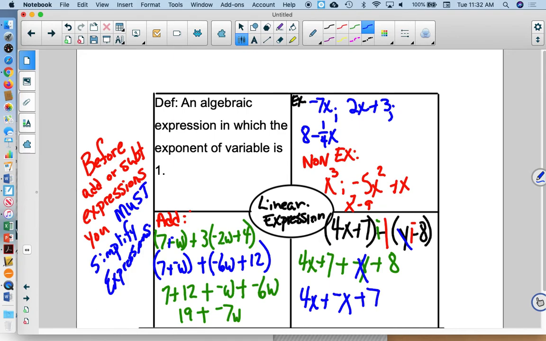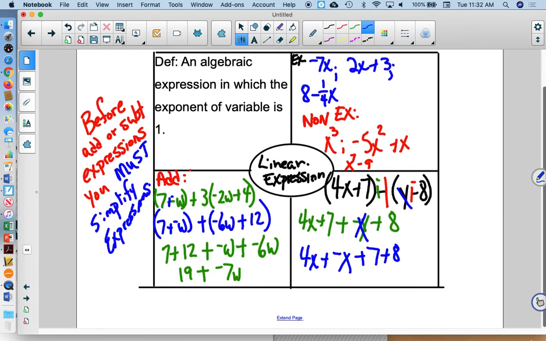7 plus 8. Good. Now, according to the rules, all we got to do now is what? The very last step. What's my last step? Read your step. Number 4. Combine what? Combine terms. So what is 4x plus negative x? That's gonna give me a 3x. What is 7 plus 8, Cole? What's 7 plus 8? 15. You got it.